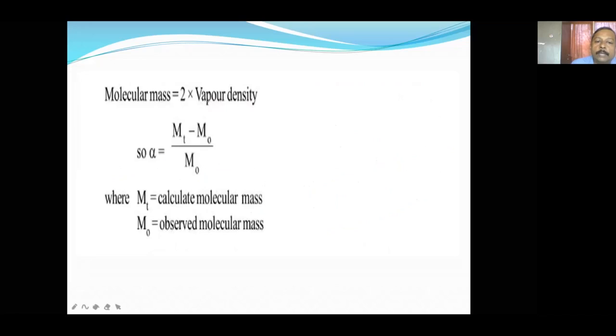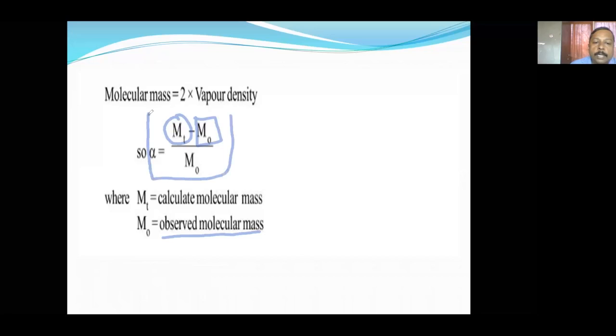So as we know, 2 into vapor density is equal to molecular mass. So here you will find the theoretical molecular mass, and the observed molecular mass means at equilibrium. Okay. So the alpha formula, again and again I am repeating, applies only when the number of moles we have taken initially is 1 mole. If there are more than 1 mole, there is one slight modification.